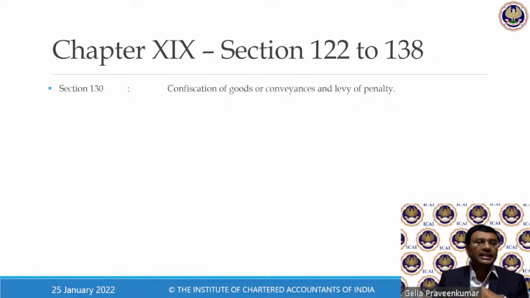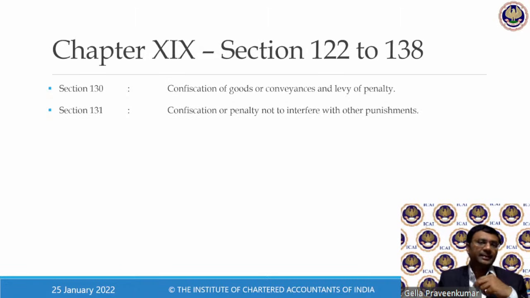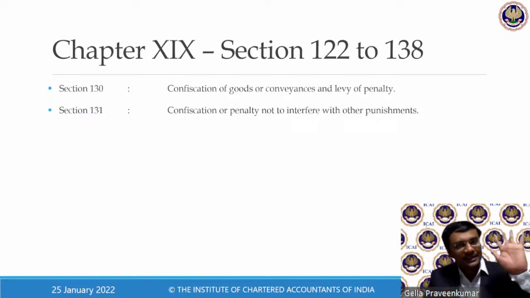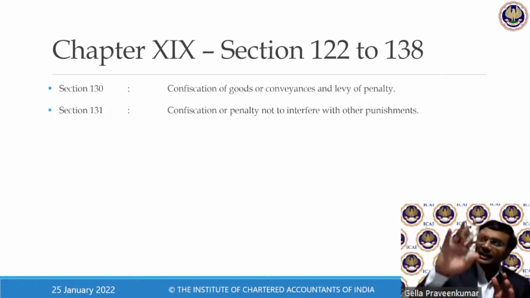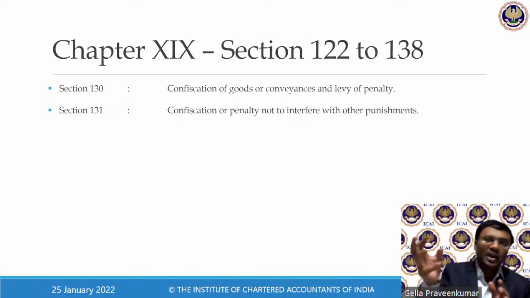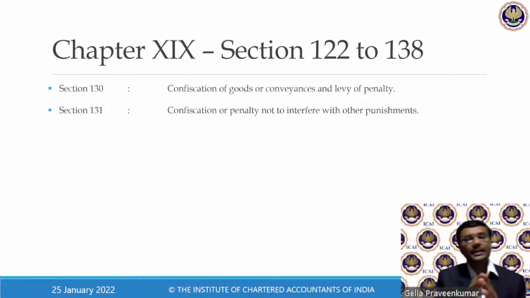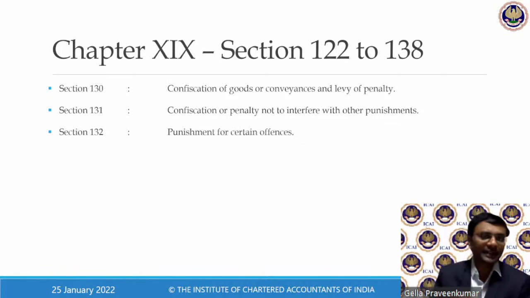Section 130, confiscation of goods, that is taking into custody certain goods, and severe, harsh provisions are discussed under section 130. Section 131, confiscation or penalty not to interfere with other punishments. This section 131 explains that an offense, or a confiscation under any other law, will not deprive the right under this GST law. I will discuss this in detail in section 131.